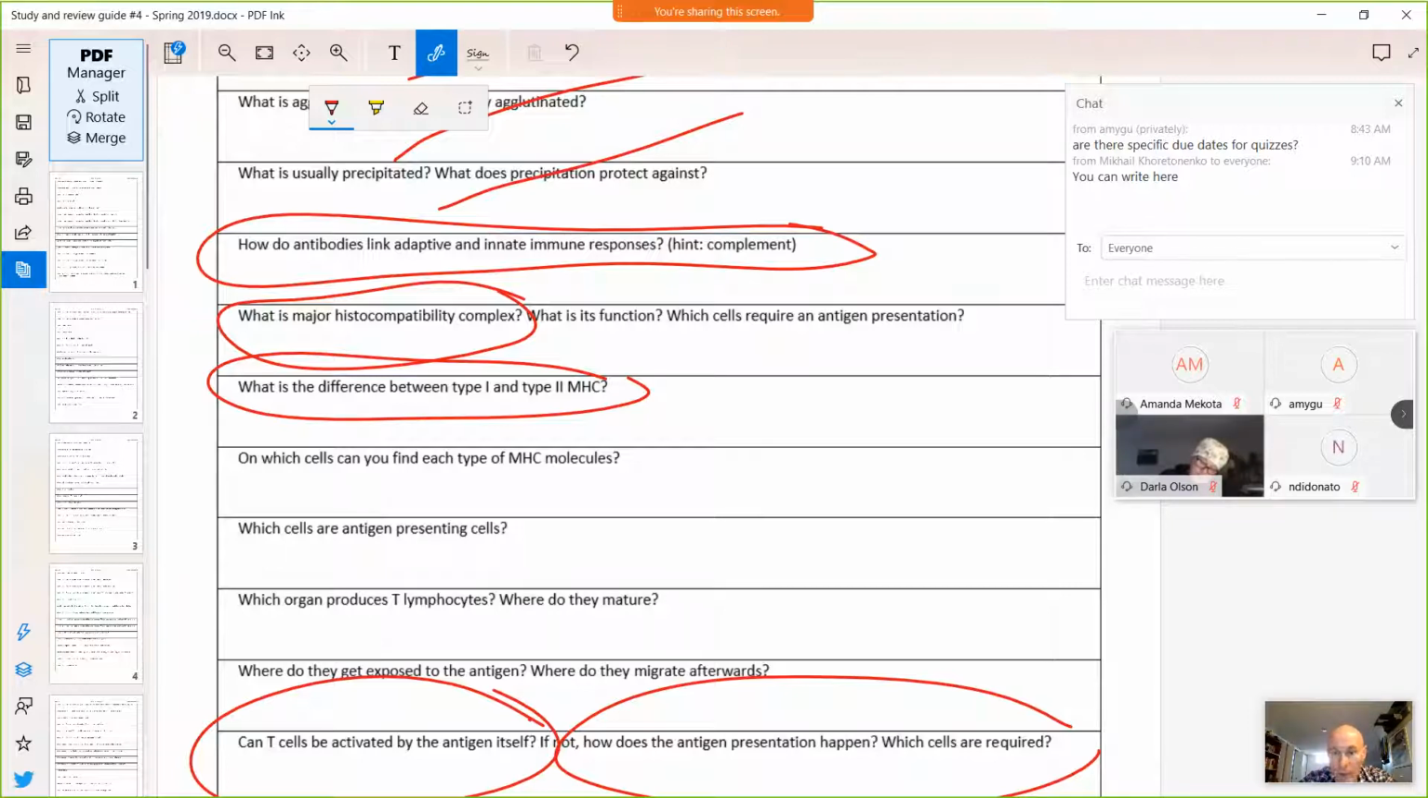So the role of type 1 MHC in non-immune cells is to wave the flag saying, I am fine. Okay?